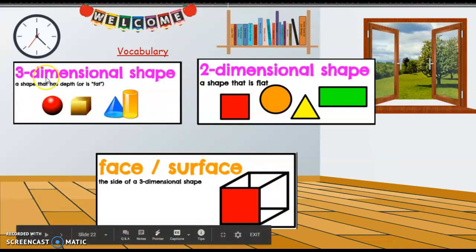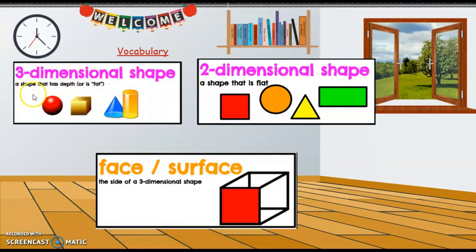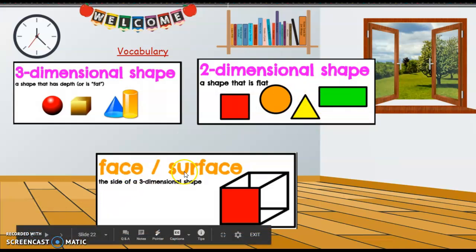Our vocabulary. So we have three-dimensional shape or 3D shape, and those are the shapes that are fat or have depth, like a sphere, a cube, a cone, and a cylinder. And then we have two-dimensional shape or 2D shape, and that is a shape that is flat, like a square, a circle, a triangle, and a rectangle. And then we have face or surface, and that is the side of a three-dimensional shape.